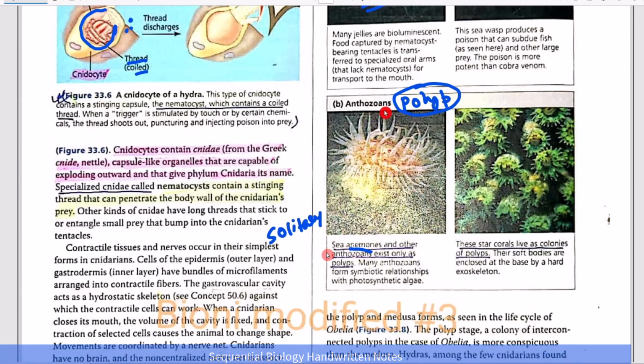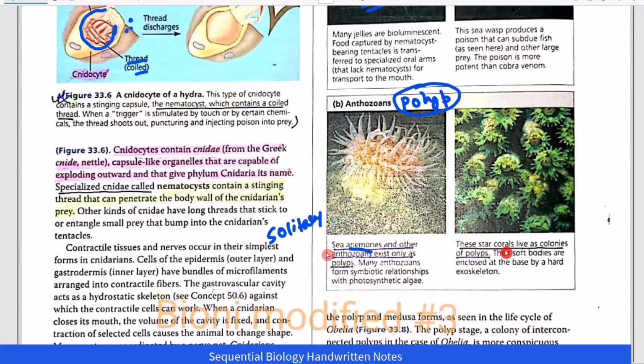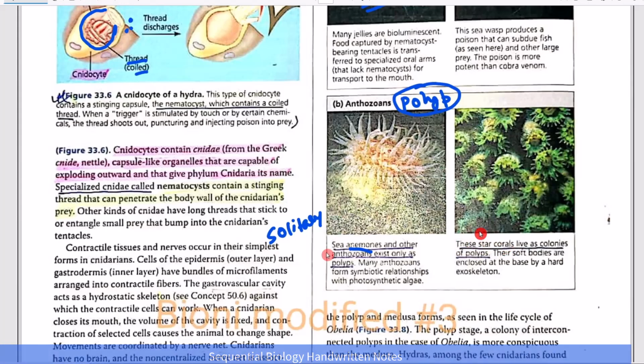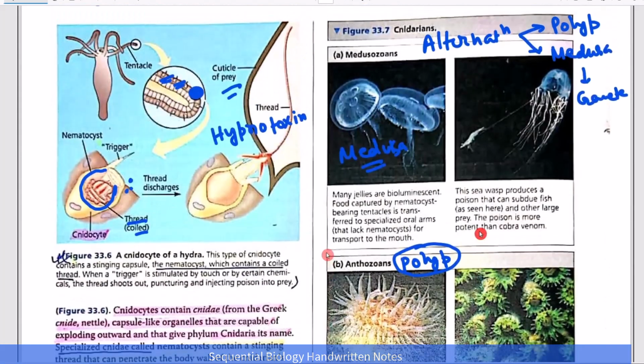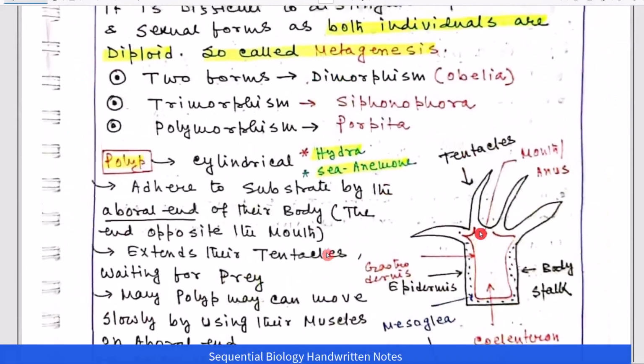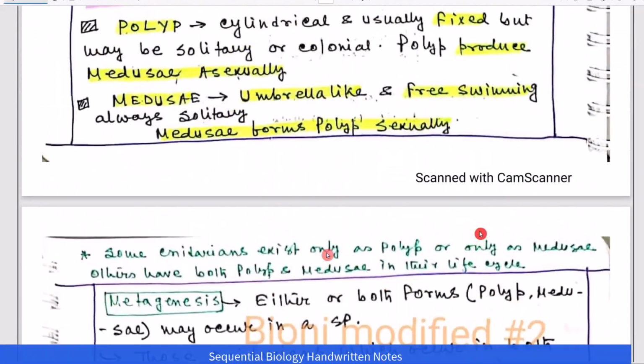Class Anthozoa is important because the colonial form of this class forms coral reefs, which are also known as the tropical rainforest of the sea. Now we will discuss the different characteristic features of this interesting phylum.